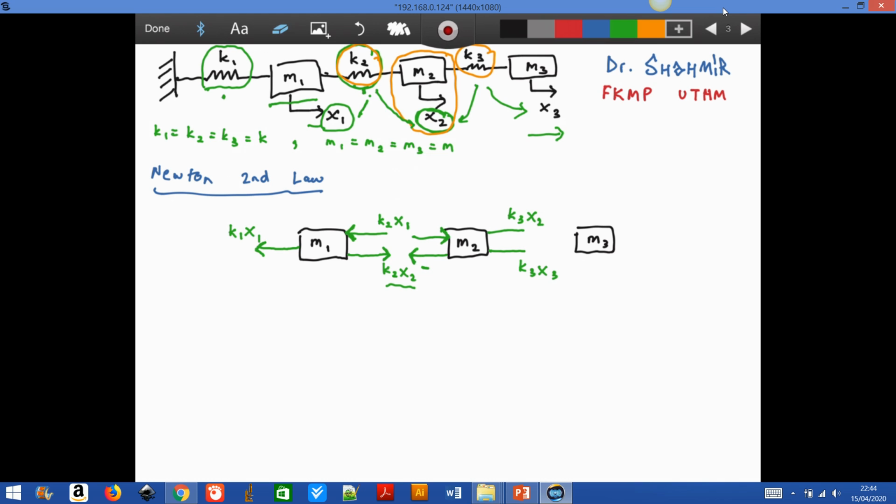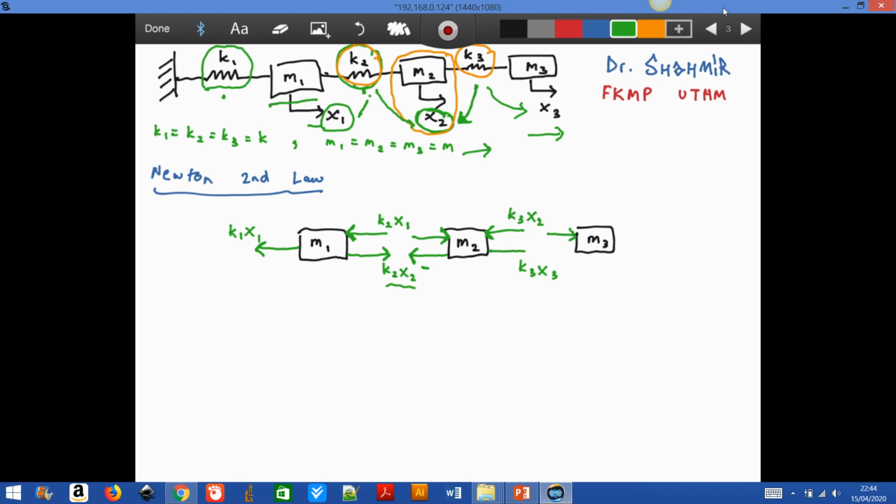How about K3x2? For K3x2 here, since the mass is moving to the right, the reaction will always be opposite, and it will be to the left. So if it's going to the left here, this one will be opposite with this one.